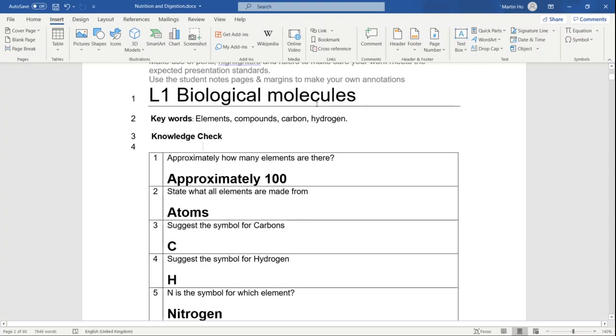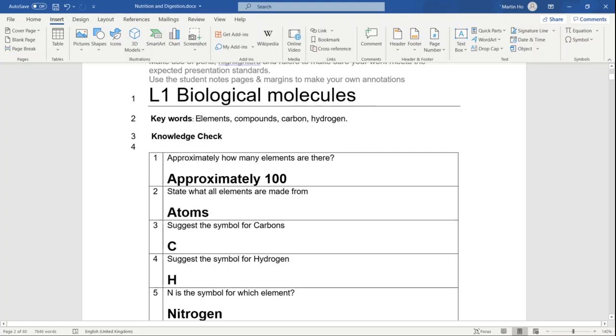Welcome to our first lesson for nutrition and digestion. In lesson 1, we'll be focusing on biological molecules. As this is our second unit in biology, we understand that when we refer to biological, we're referring to living things, as well as molecules becomes a little bit of a connection to our chemistry unit.